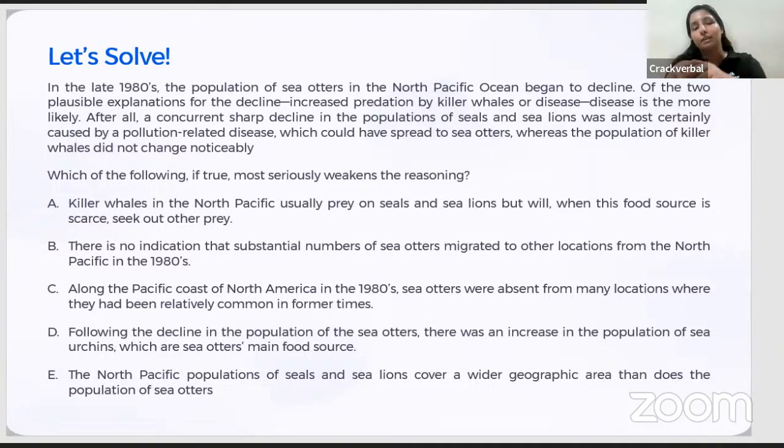Okay, while I wait for an answer, let's just look at the argument. Which of the following, if true, most seriously weakens the reason? It's already been established that we're looking at a weaken the argument question. But what we recommend here at Prackverbal is to follow something called the 5-step method.